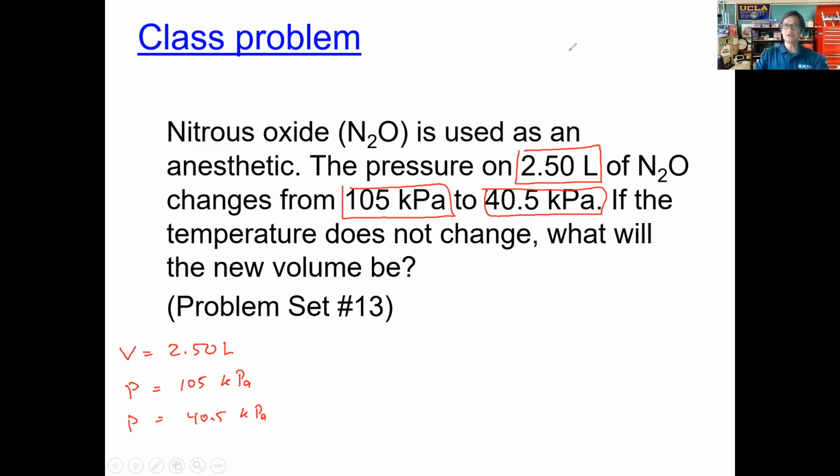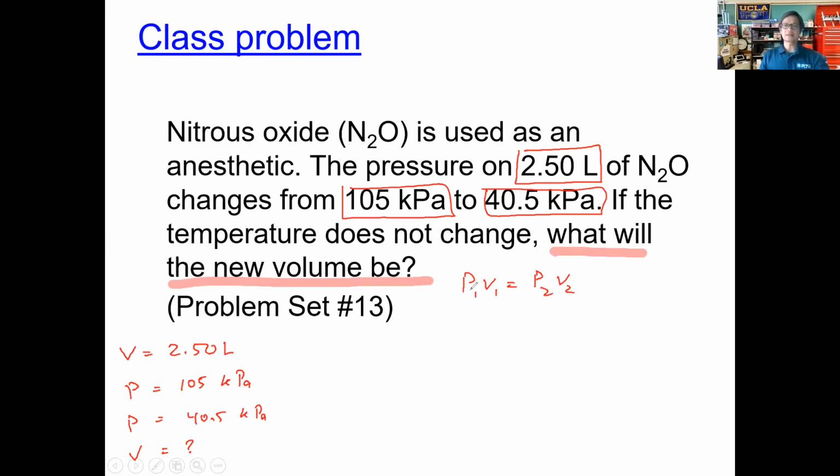If you take a look at this, they're asking us to find what the new volume would be. So they're asking us to solve for volume, folks. All right, so which one of those gas laws has pressure and volume in it? Well, it's going to be Boyle's law. So let's go ahead and write that out: P1 V1 equals P2 V2. There it is. That has the pressures and the volume in it.